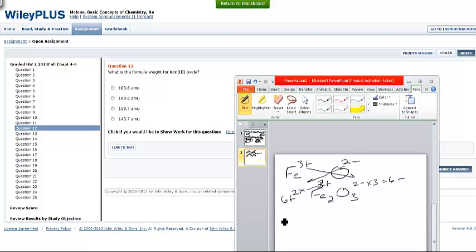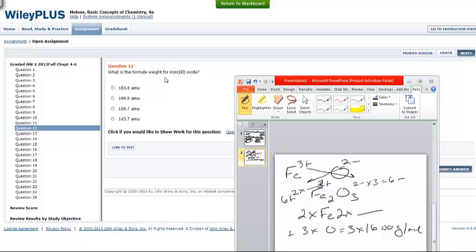Now to find the molecular weight, or the formula weight in this case, since it's an ionic compound, we're going to take 2 times the atomic weight of iron, and we're going to add that to 3 times the atomic weight of O. Now we know O is going to be 3 times 16.00 grams per mole, and iron, it's going to be 2 times whatever that atomic weight is. You have to look that up on the periodic table.